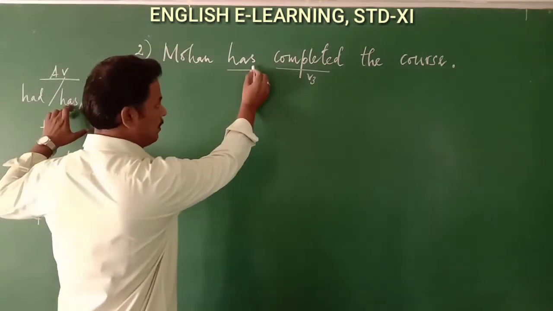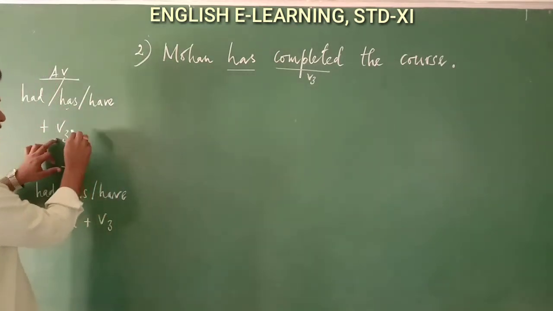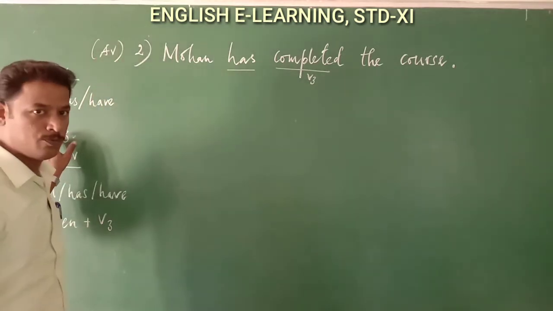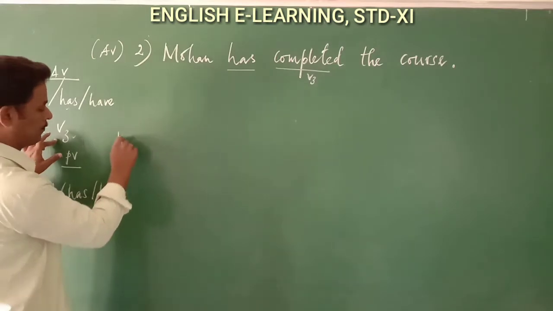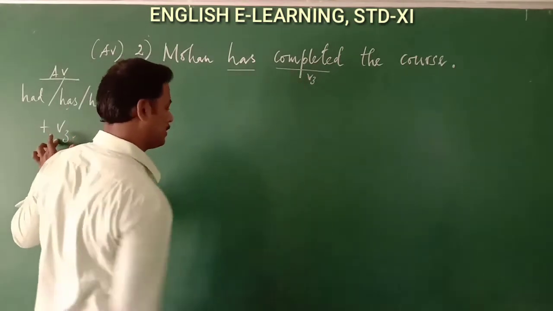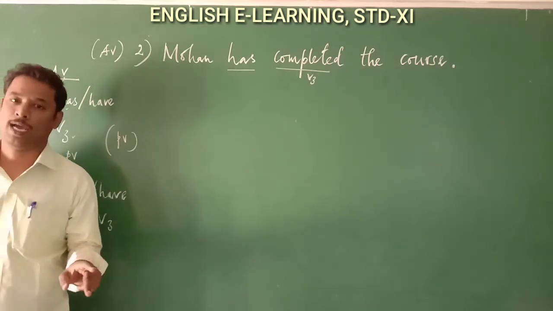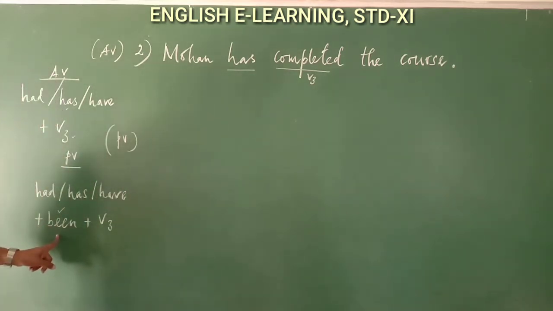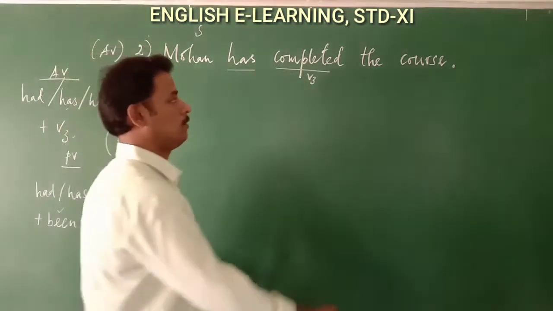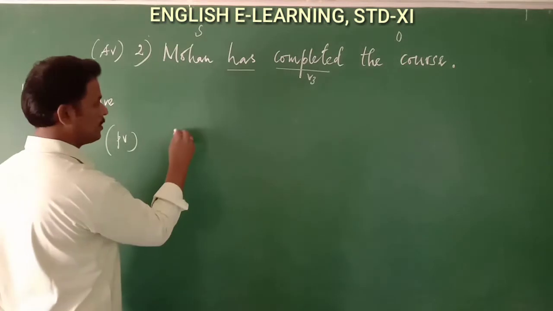The verb used here is has plus verb 3. Here it is has and verb 3 here it is. So this sentence is in active voice. Now we are going to change this active into passive. Right. So what will be the answer? Look at the rule. Has plus verb 3. Then you have to select and you have to add the verb been here. Okay, right. As usual, who is the subject? Mohan is the subject. And what is the object? The course is an object. Okay, right. Bring the object first.